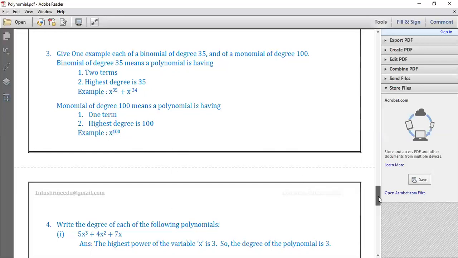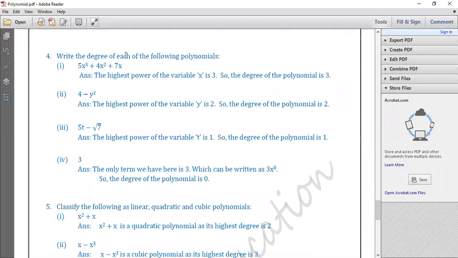Okay, now let's move on to the fourth one. Write the degree of each of the following polynomials. Just now we have seen this in the examples. Now, the first one is 5x power 3 plus 4x power 2 plus 7x. So what is the highest power of the variable x here? 3. So the highest power of the variable x is 3, so the degree of the polynomial is 3. And here it is y square. So the highest power of the variable y is 2, so the degree of the polynomial is 2.